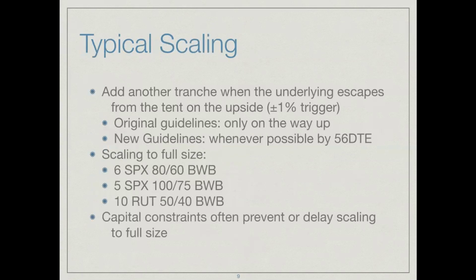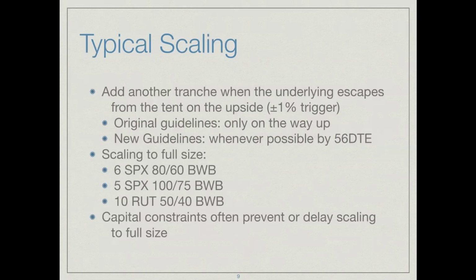Another quick reminder as well, the typical scaling is that we add another tranche when the underlying moves out of the tent on the upside by more than 1%. The original guidelines were only on the way up. I've generalized that to scale in, providing capital is available, by 56 DTE, regardless of market movements. But most of the time in this market we've had, it's been difficult to go to full size.